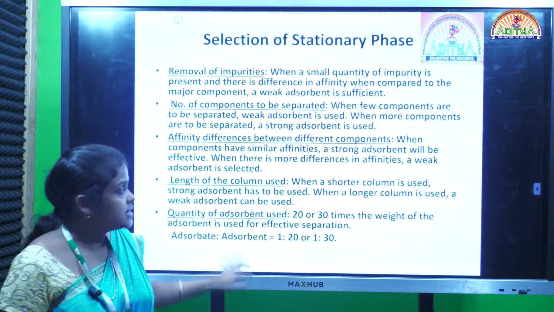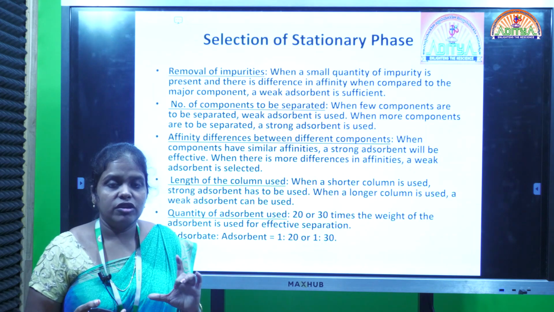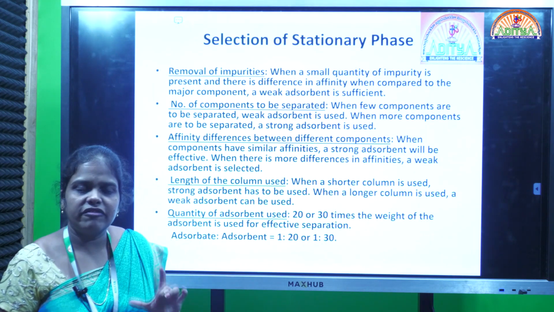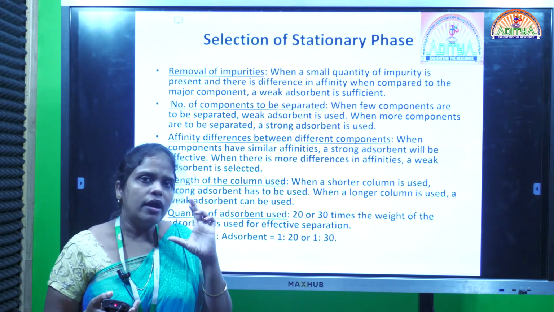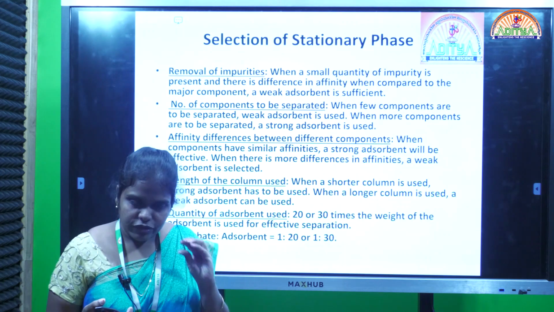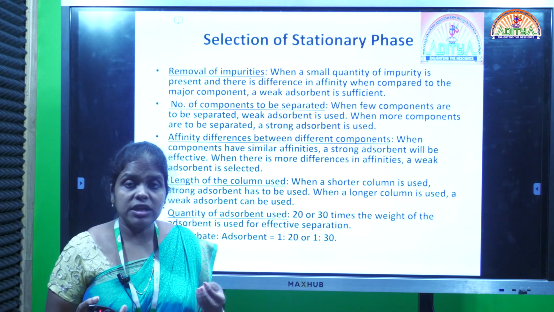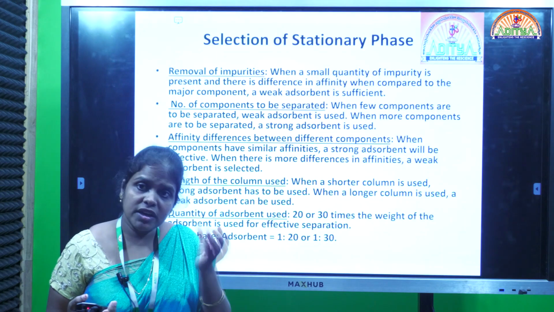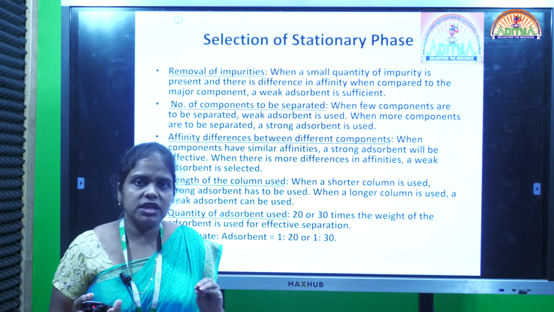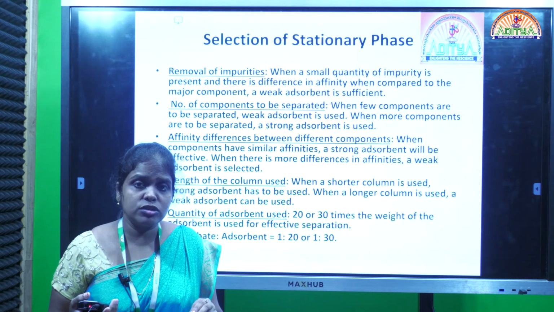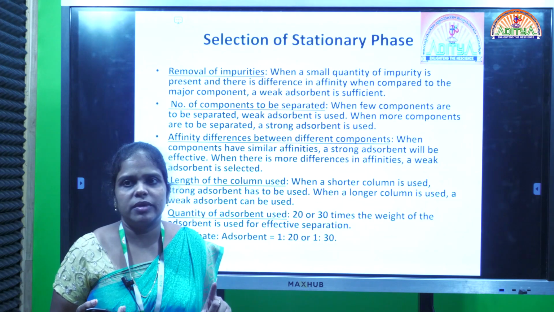And then the next one is the length of the column used. Whenever we are using a very short column, you have to use a very strong adsorbent. Why? Because the length is very small and only a few amount of stationary phase can be accumulated. If you want to separate so many components, with very little stationary phase, that small amount of stationary phase should still efficiently separate the components. That's why a very strong adsorbent is used.